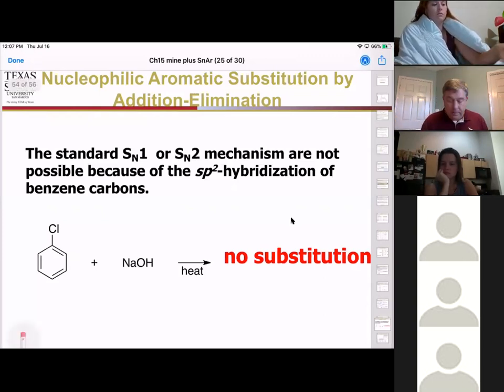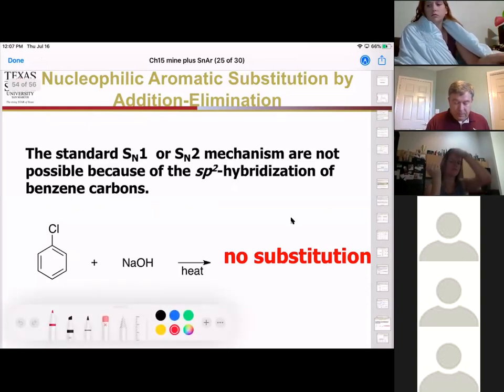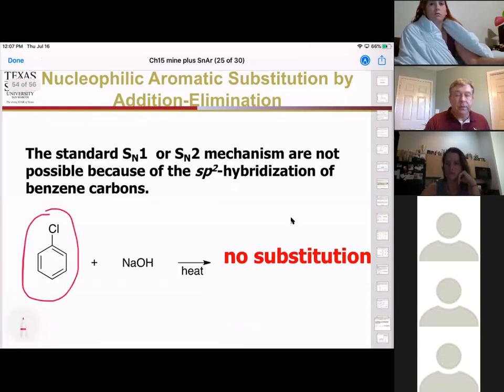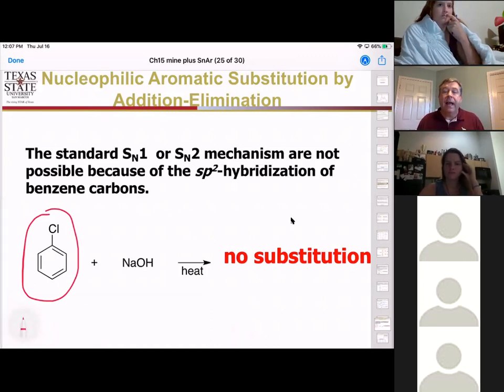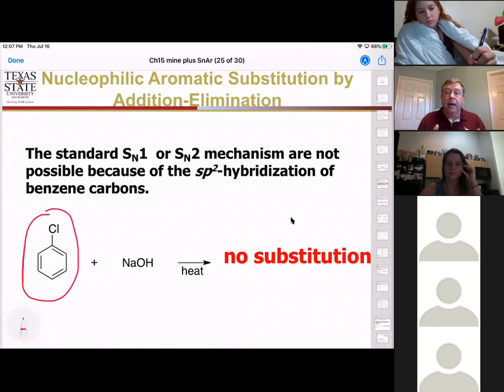we have this benzene with a chlorine on it right here. You know, you're thinking, oh, hydroxide, if that was an alkyl halide, I could displace that chlorine and make an alcohol out of it, okay? But because of the stability of the aromatic system, we cannot do this substitution, okay? So a straight SN1 reaction does not work.